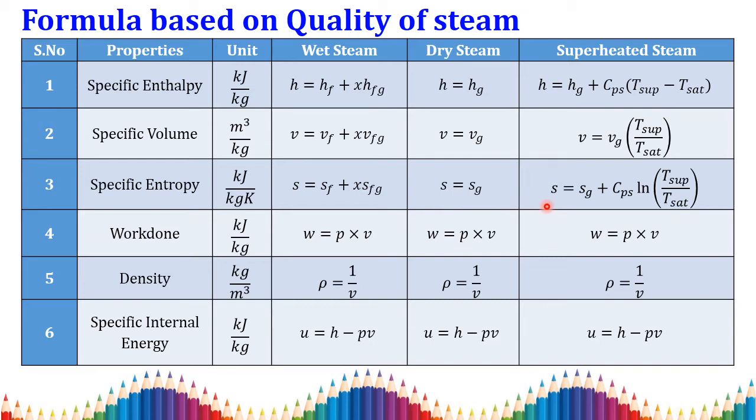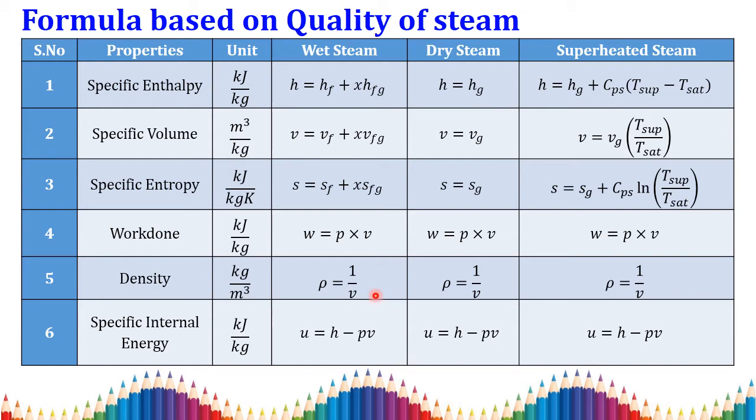Here for superheated, S is equal to Sg plus Cps ln of the ratio of T superheated temperature divided by your saturation temperature. And also work done. We also know that the flow work is equal to P into V. So work done is equal to P into V for all the three cases. But this volume, the specific volume, will vary according to these three different conditions. And we also know the specific volume is the reciprocal of density, or otherwise density can be written as 1 by specific volume in all the three cases of the quality of the steam.